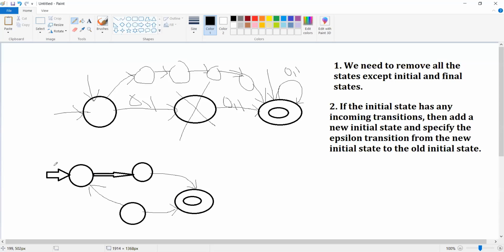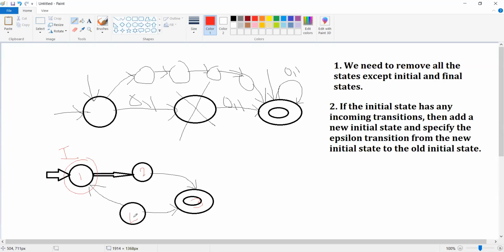Now please try to understand. What is the initial state here? Let me change the color. This is my initial state. Now I need to check whether this initial state has any incoming transitions. Please remember, for an initial state, check whether I have any incoming transitions or not. Now if I look into this DFA, yes, I have one incoming transition. Let's number them 1, 2, 3, 4.